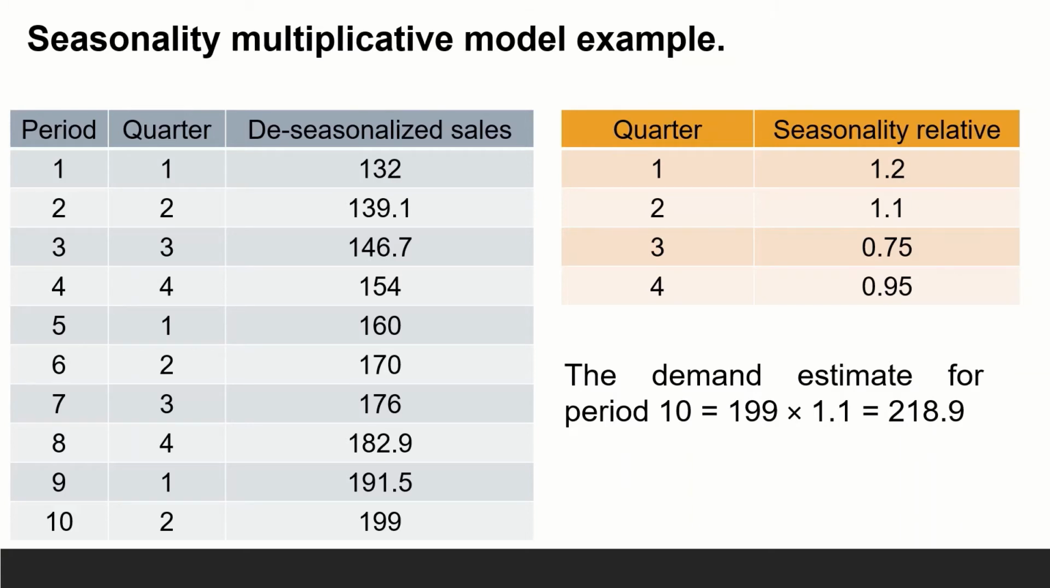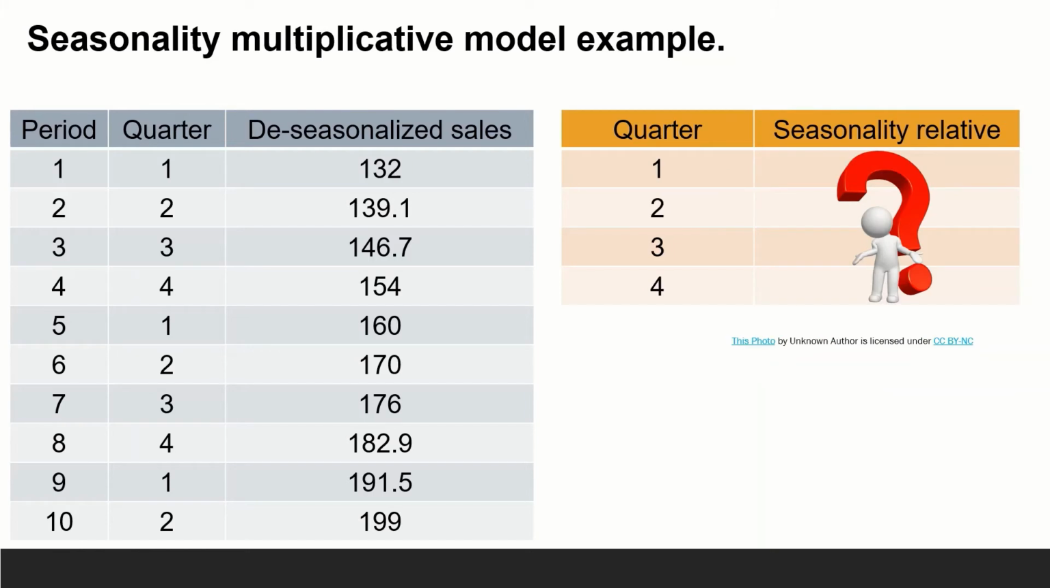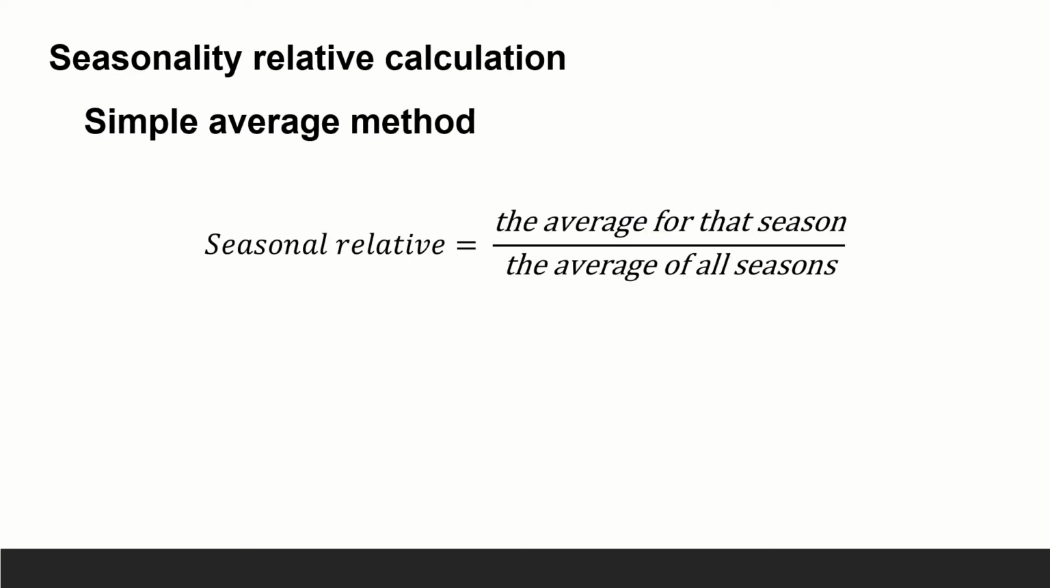In this example the seasonality relative is given. What if it is not? How to calculate the seasonality relative? The simple average method is used to calculate seasonal relatives. Each seasonal relative is the average for that season divided by the average of all seasons.